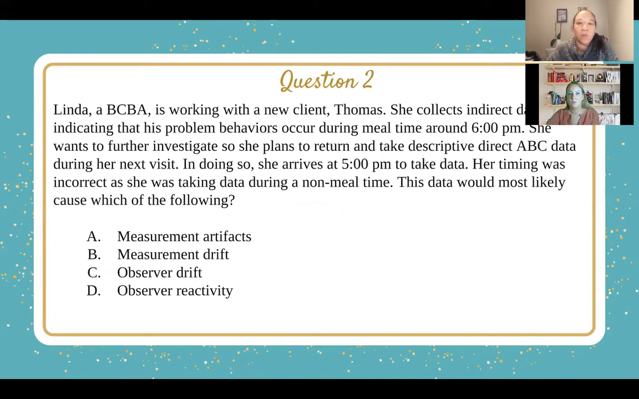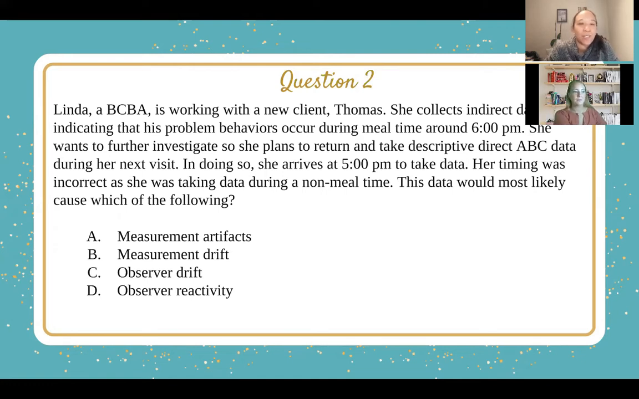In doing so, she arrives at 5 p.m. to take data. Her timing was incorrect as she was taking data during a non-meal time. This data would most likely cause which of the following? A, measurement artifacts, B, measurement drift, C, observer drift, sorry guys, C, and D, observer reactivity.